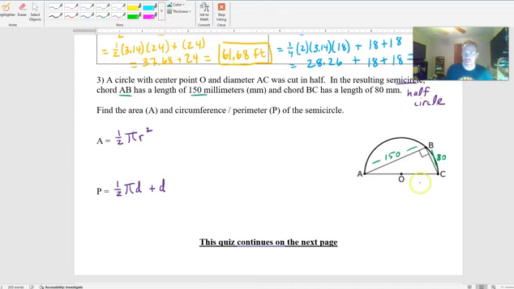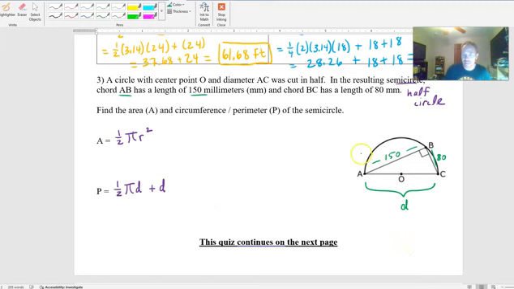Put on the measurements, 150 and 80 that they gave us. They mentioned AC was the diameter. So there's our diameter. And then I filled in the formulas for area and perimeter circumference of a semicircle. You can see those there. So the one thing that we're missing right now is the radius or the diameter. 150 is not the radius or diameter. 80 is not the radius or diameter.